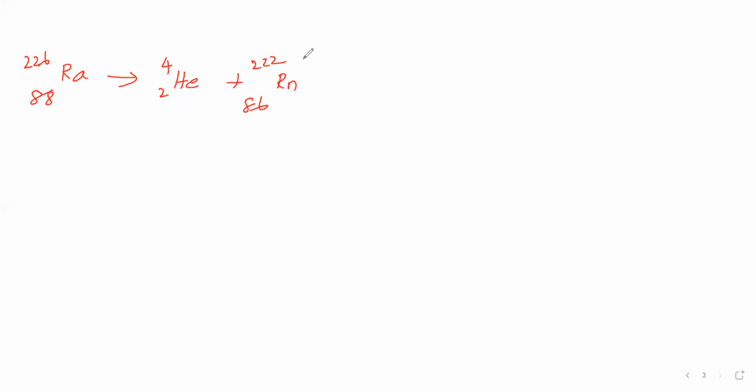Then what are the sources of helium gas? One source is pitchblende. Then monazite. Next, cleveite minerals. Then natural gas. These contain helium gas and give helium gas.